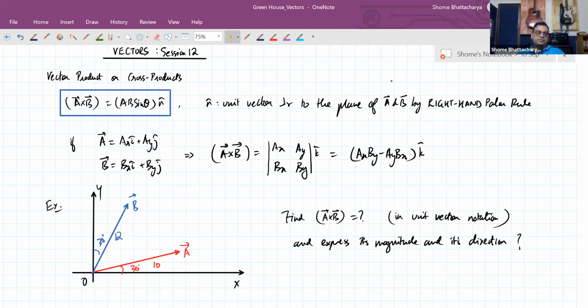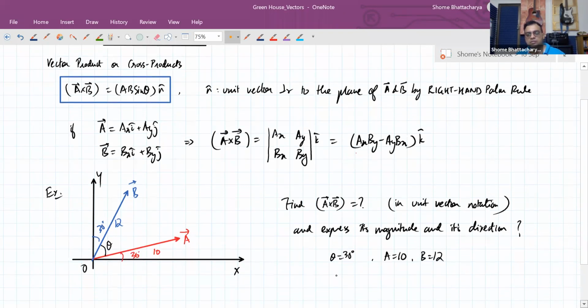When you use your right hand palm rule, A cross B, you point your thumb along A and your fingers along B. So where is your palm pointing? It's coming out of the plane. That's correct. So coming out of the plane is which unit vector? It is k cap. So that's one way of solving the question, which is very good. We can find the angle theta between the two vectors, which will be 30 degrees, and magnitude of A is 10, magnitude of B is 12.